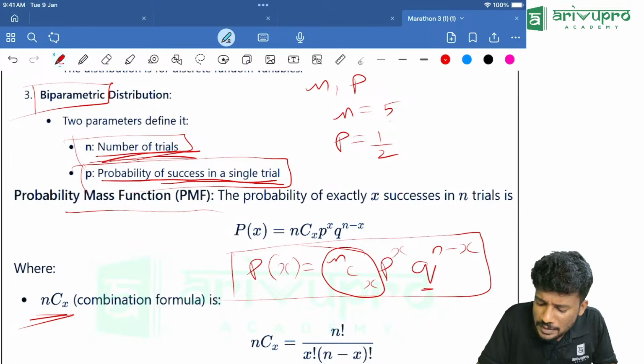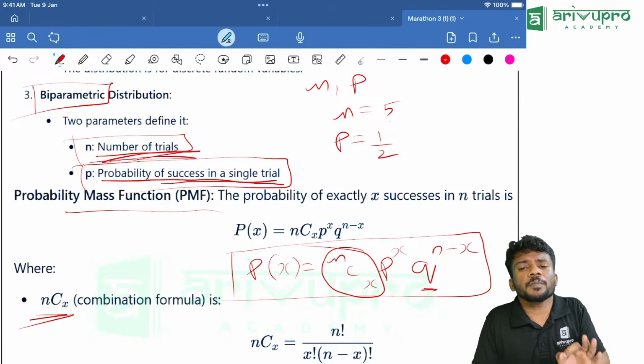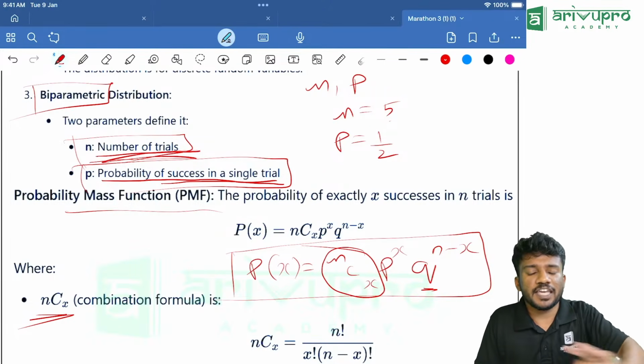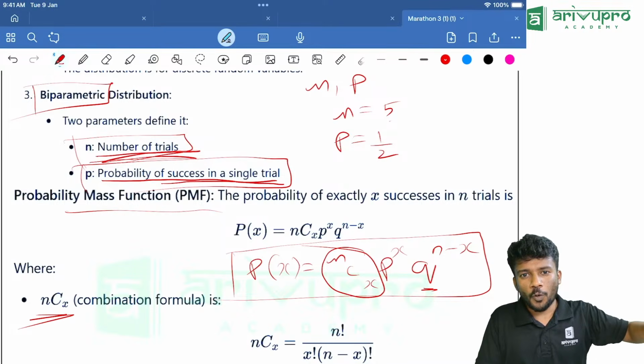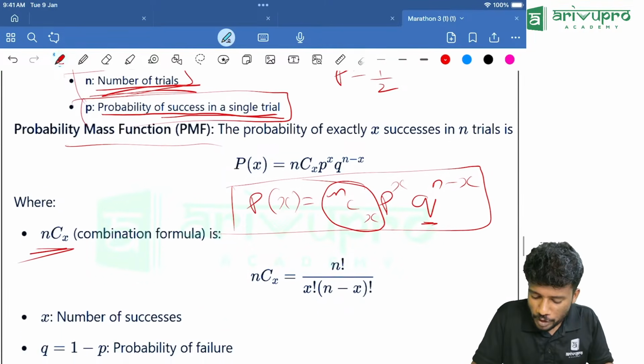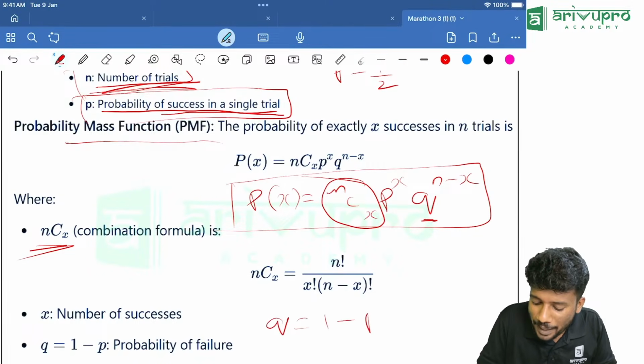Now, what is this Q? Q is nothing but probability of failure. So how will you find the value of Q? Q is nothing but 1 minus P.